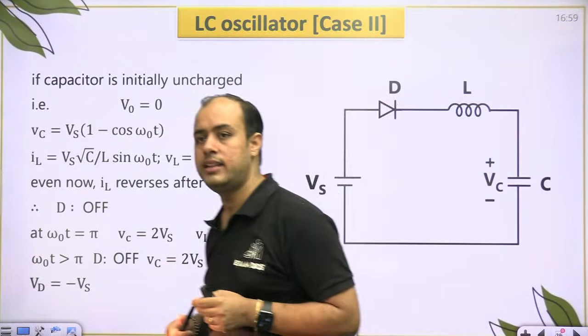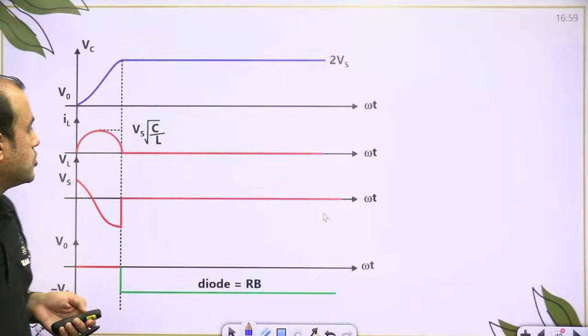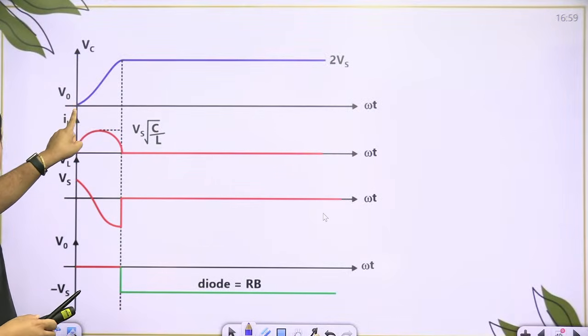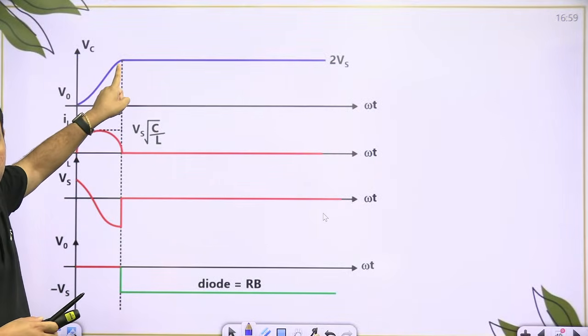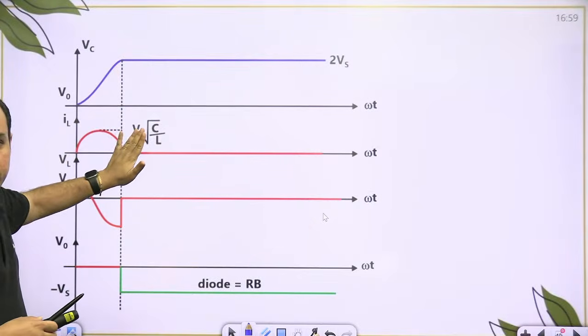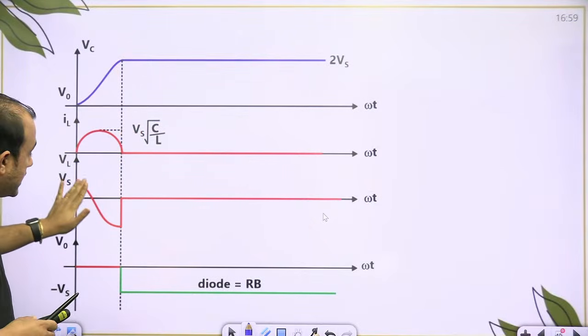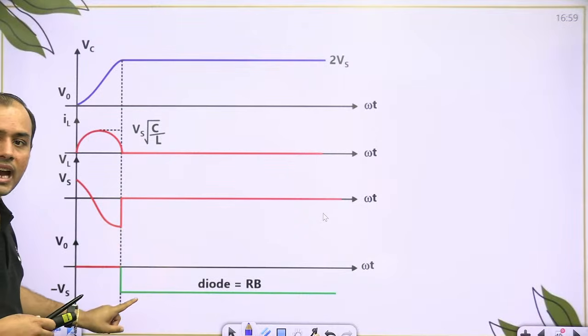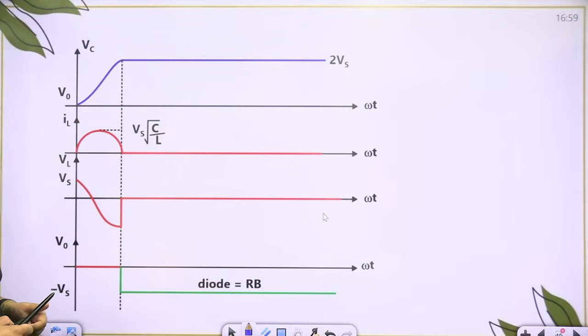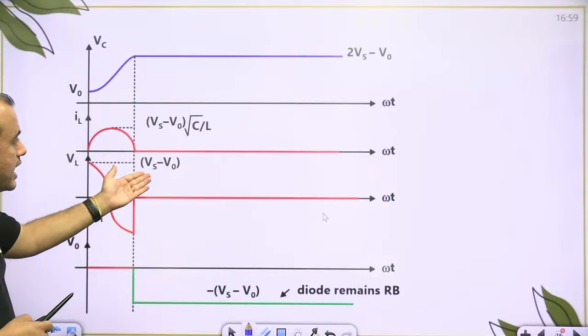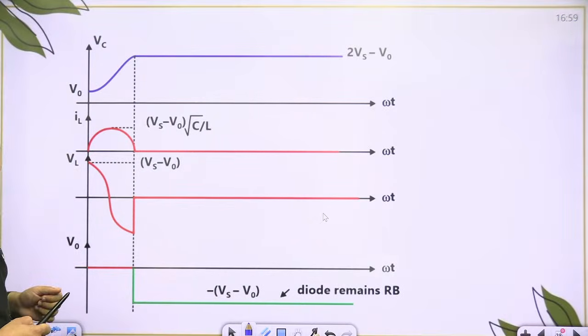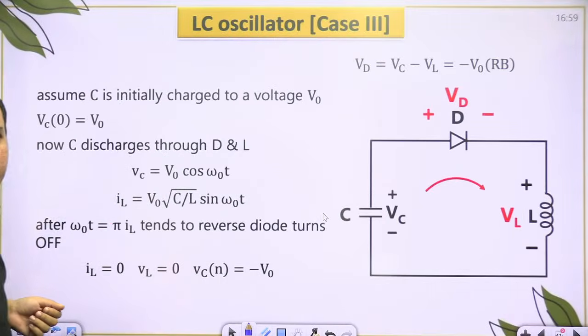Okay, VL will be minus Vs. So now the waveform will start from 0. It will go up to 2Vs. Peak current is Vs root C by L. Inductor voltage is cosine. Diode maximum voltage will be minus Vs. आप बस ये समझ लो यहाँ V0 को 0 कर दिया है हर जगह. ठीक है, I have put V0 as 0.